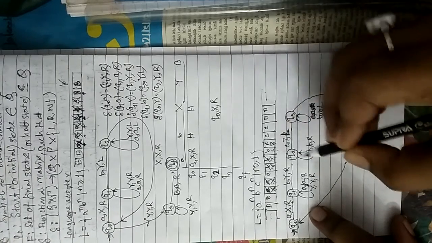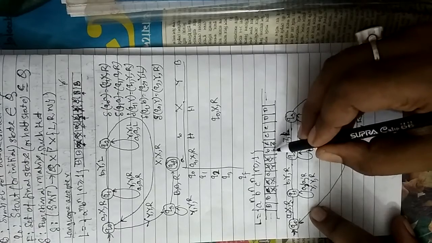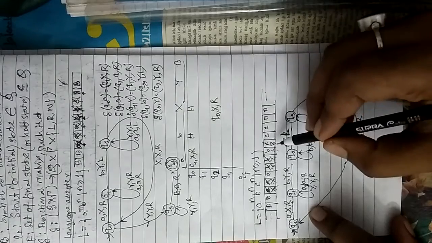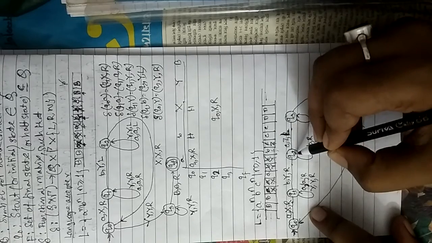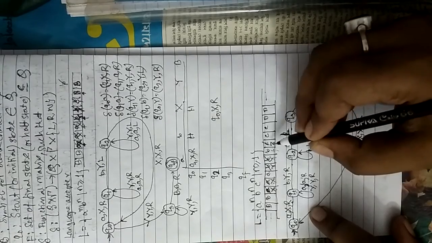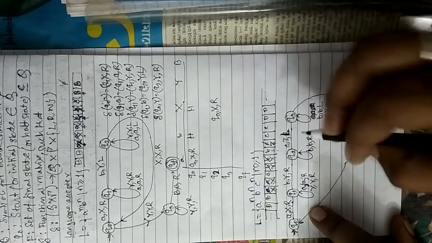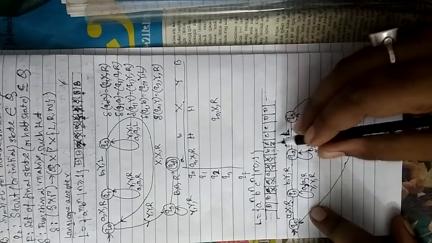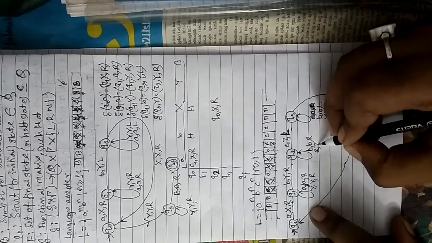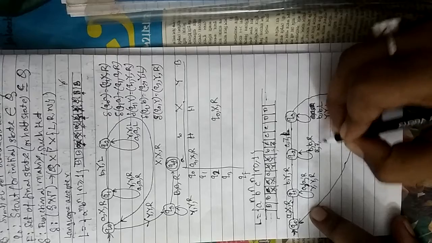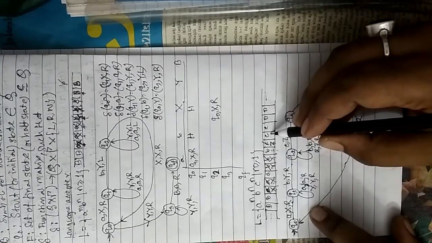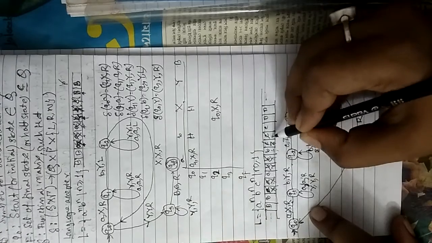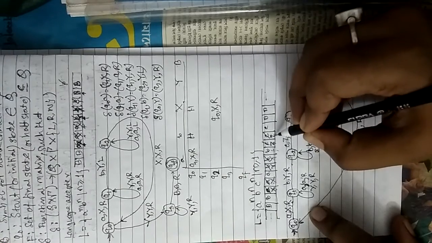I am at q2 state, reading b, replace b by b, and move towards right. So I am at q2 state. Okay, now I am reading the first z, replace z by z, and move towards right, and encounter the c. Now I will replace c with z and move towards left.